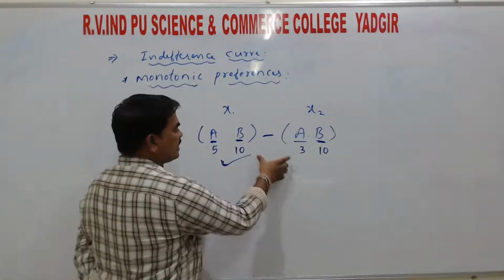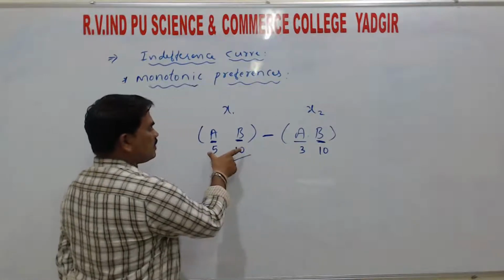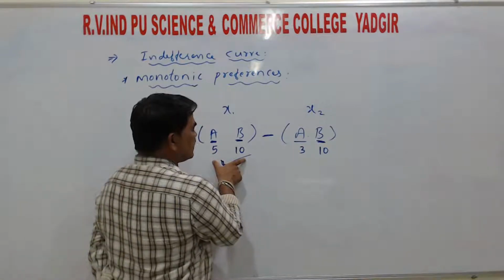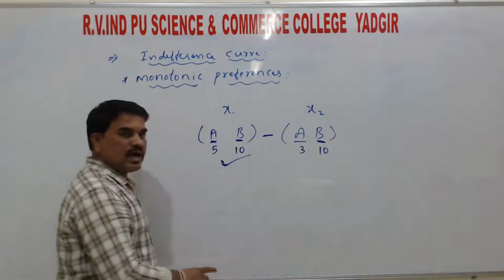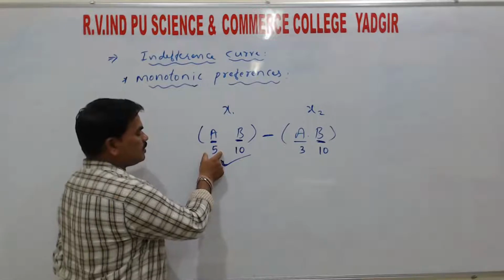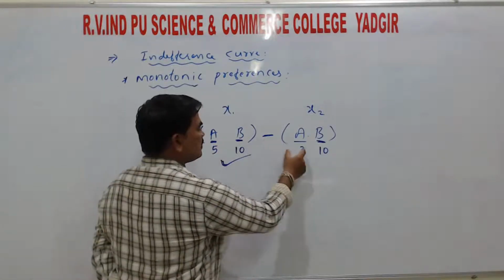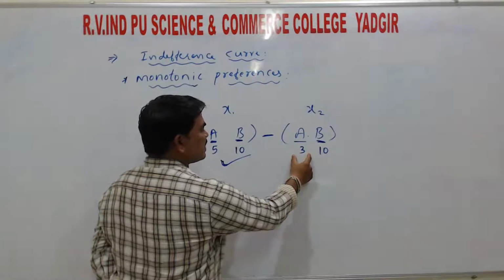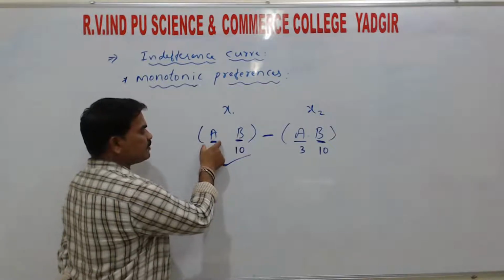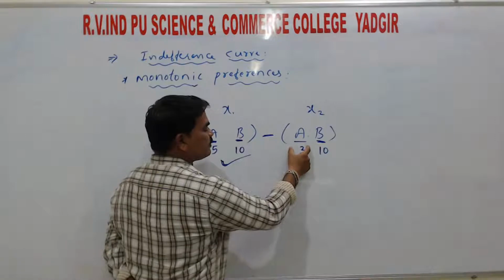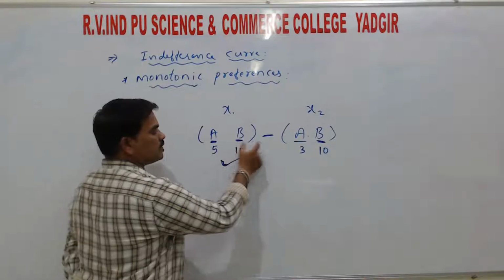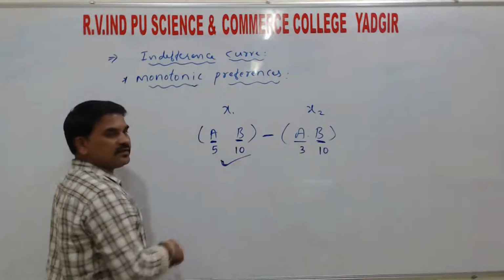As I said, if we have two bundles, each bundle has two goods. Suppose the quantity of one good in the first bundle is more than the quantity of the same good in the second bundle, and the other good is the same, then he will select this bundle.